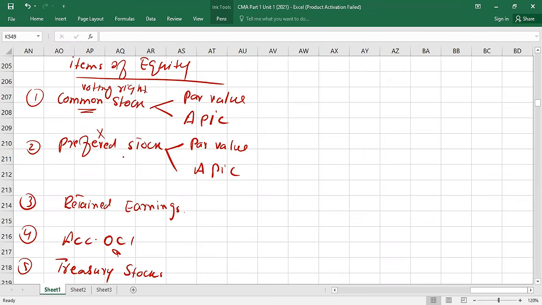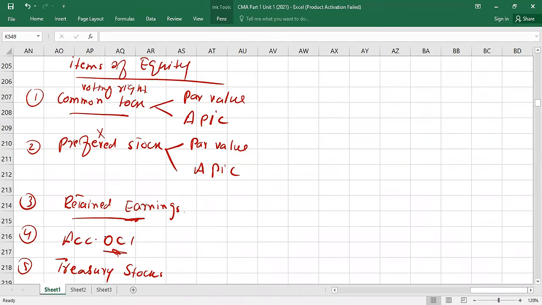What is par value, additional paid in capital? We will study all these things with the equity topic. What is retained earnings? It means two types of stocks you might have in your exam, common and preferred. In equity, you might also have retained earnings. What's retained earnings? Accumulated profits which are not yet distributed, still held by the company.